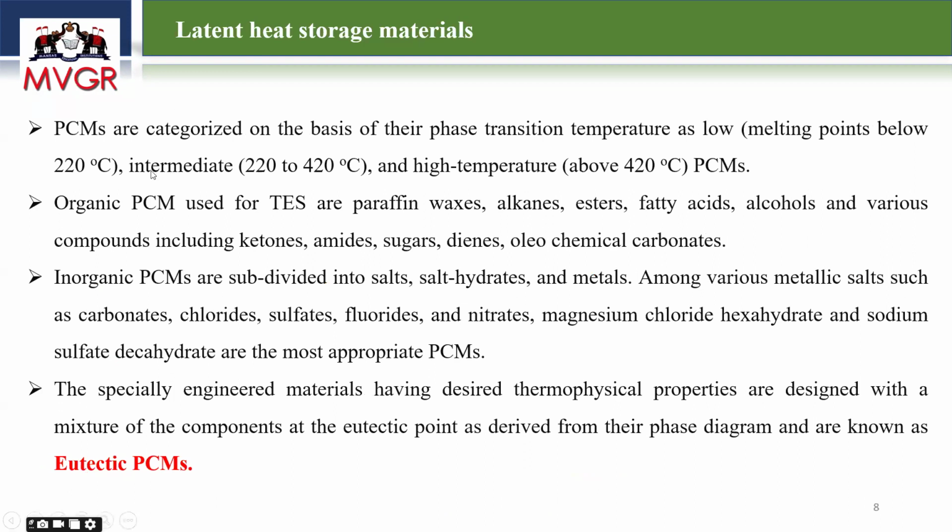And if the melting point temperature is in the range of 220 to 420 degrees, those kinds of materials come under intermediate temperature applications. These materials are useful for storing medium temperature heat, like solar steam. Solar energy generates some heat, and we can store that heat within this particular temperature range.